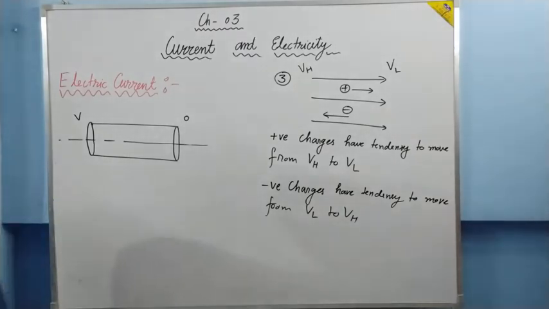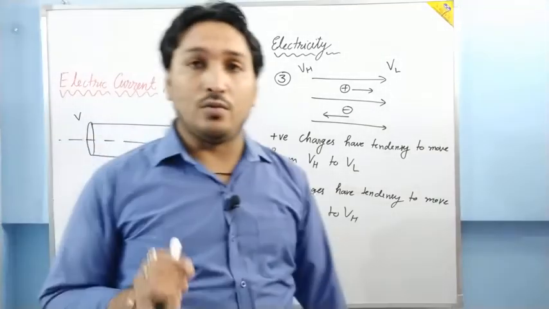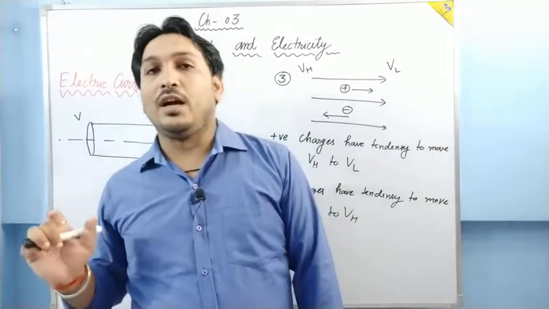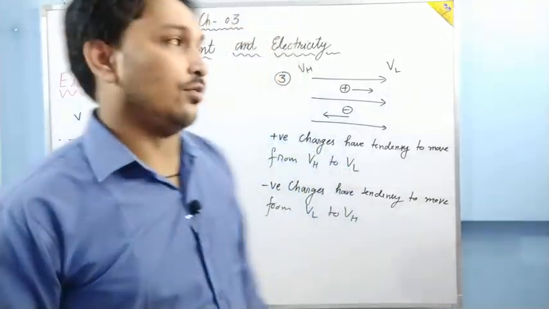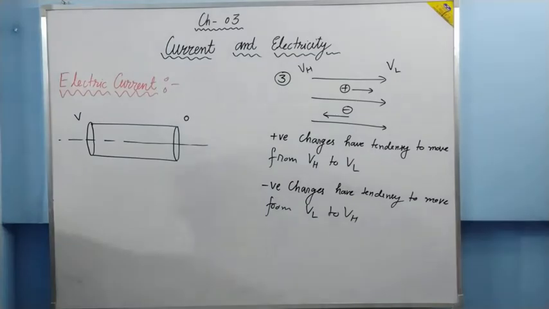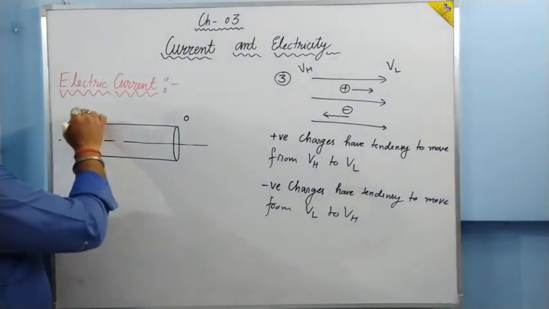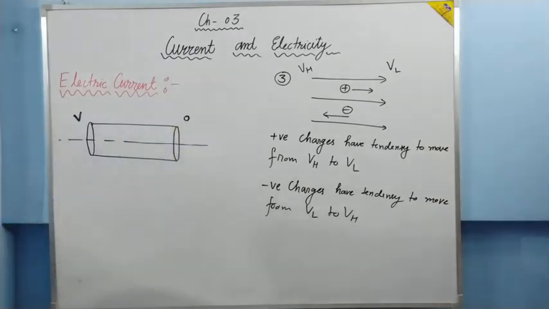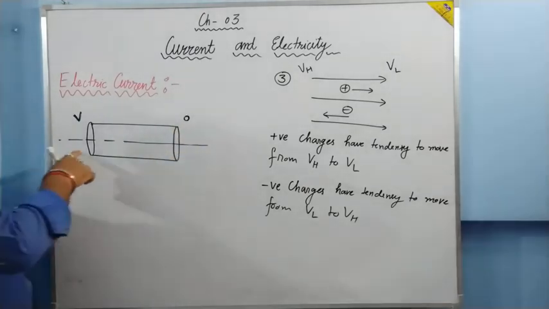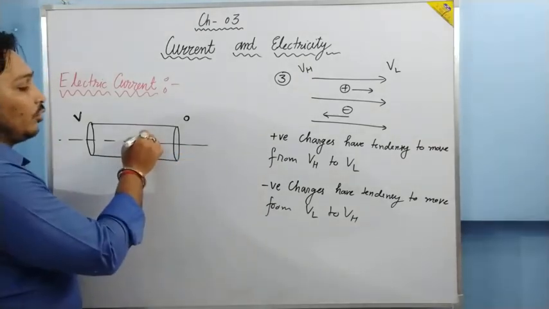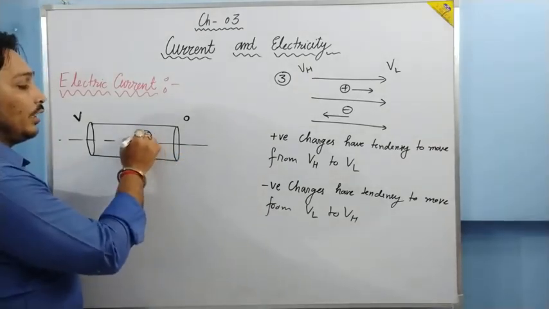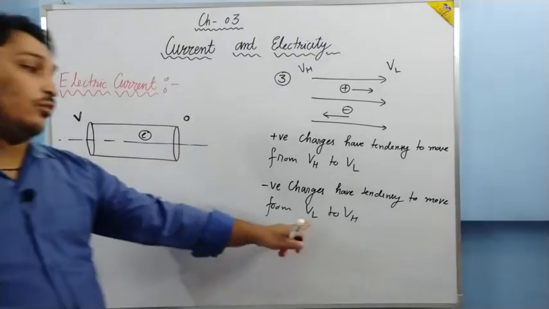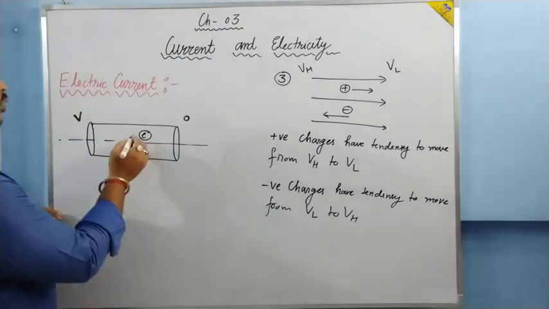Positive charges will move from higher potential to the lower potential. Negative charges move from lower potential to the higher potential. Why am I telling so? Because from here you can see this end of the conductor is at V potential and this end of the conductor is at 0 potential. Simply, this is the higher potential, this is the lower potential. If you talk about an electron, that electron will move from V to 0 or 0 to V? Obviously, it is moving from lower to higher, so the electron will move in this direction.